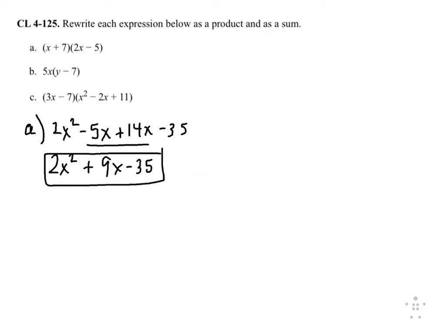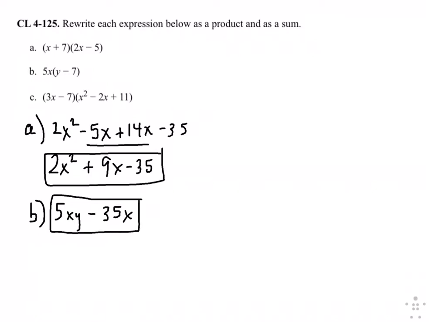And for B, we have to distribute. So we get 5x times y is 5xy. 5x times negative 7 is negative 35x. And that's all we can do for B.